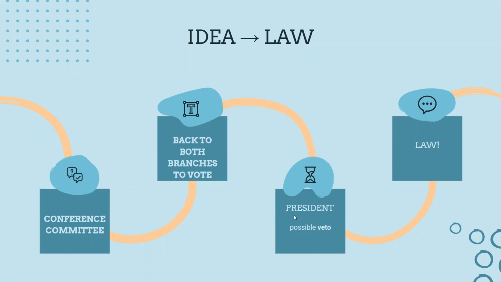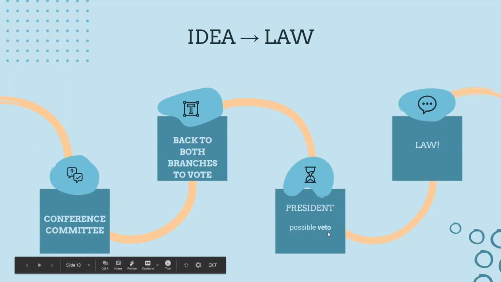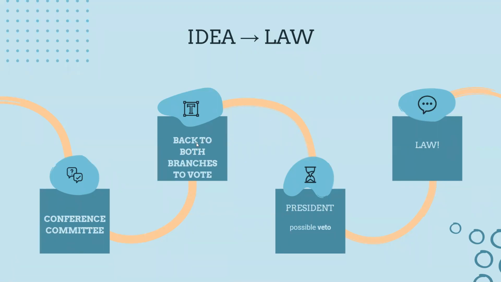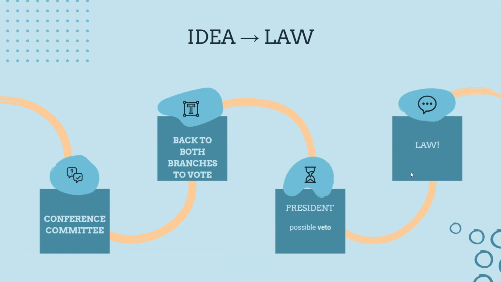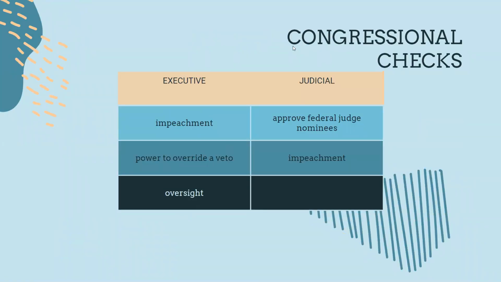And then it goes to the president, where the president can veto it, so it dies. And if they veto it, it goes back to both branches. And if both branches pass the bill with a vote of 2/3, they can override the veto. And then it becomes law. So it's a really complicated legislation process, because they don't want any bills that people don't support and are not good. It's a really complex refinement process. And now we'll go to congressional checks.